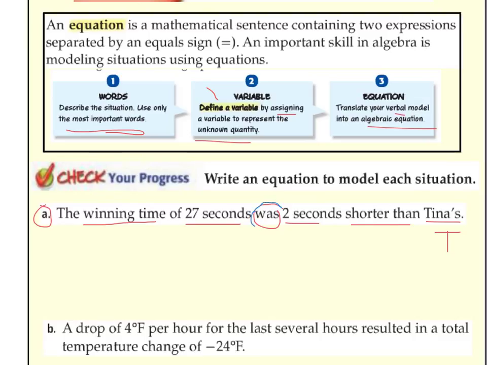Was is a past tense of is, which hopefully we know is a good word to describe equals. So right now we have 27 was, then it says 2 seconds shorter than Tina's. Shorter than is a subtraction word. But does that mean 2 minus Tina's team was 27? That doesn't make a lot of sense. Rather, Tina's team minus 2, so 2 less, would be 27.